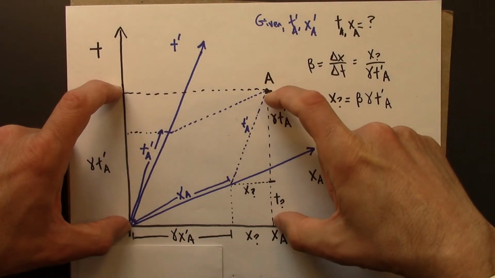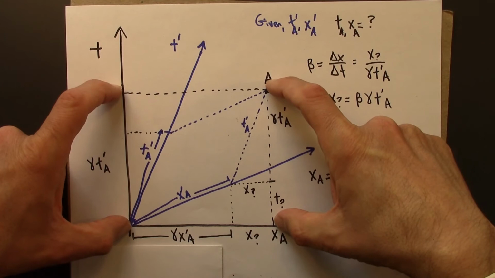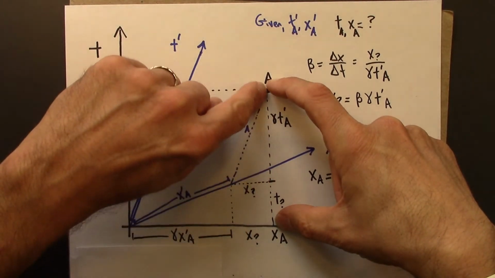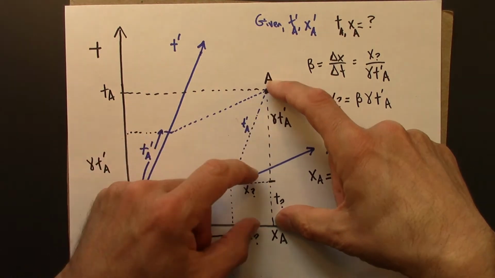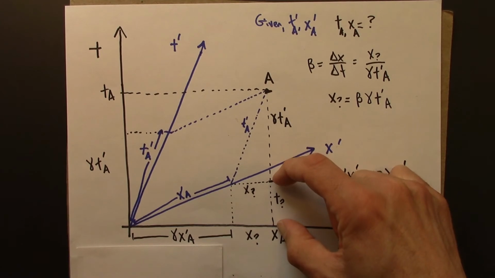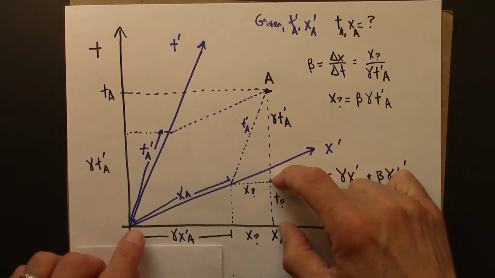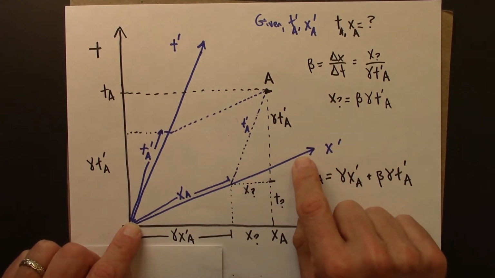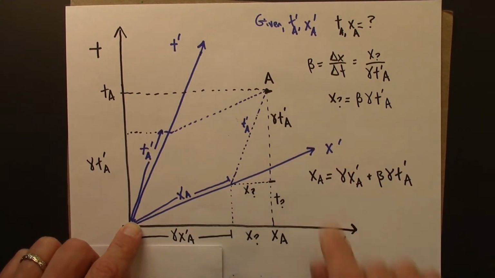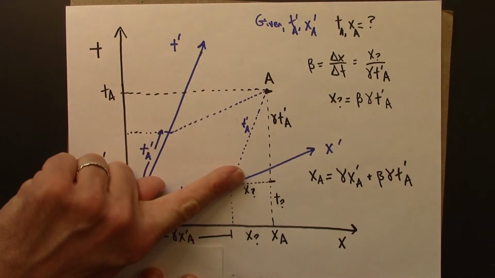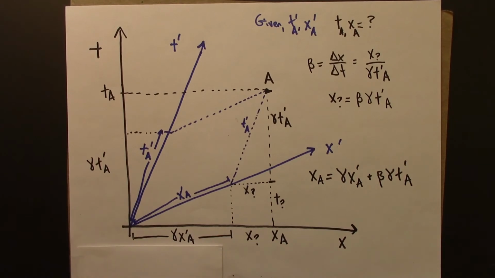This length is going to be the same as that length. So I'm looking for this length, and I've already got a chunk of it. I know that this is gamma t prime A. So I just need to figure out this little part, which I've called t question mark. We can figure out t question mark by looking at this triangle and noting that the slope of this line is beta, the slope of this line is 1 over beta, and the slope of this line is beta. So let's use that fact.